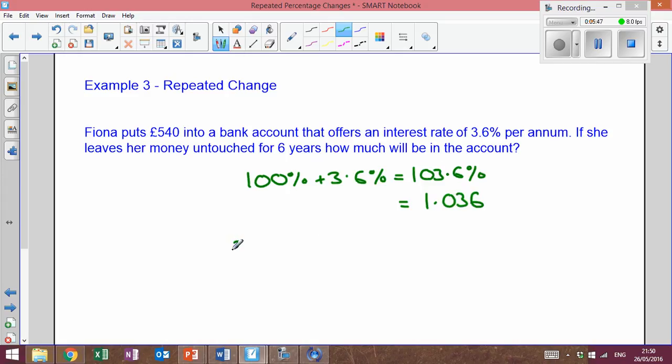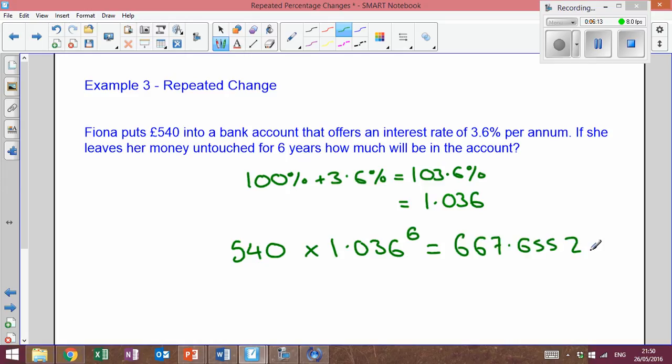Okay, now what we're starting with is £540. We need to multiply it by our decimal, and then we're doing that for 6 years. So rather than having 6 different calculations to make, we can just do to the power 6. Type it in your calculator. Okay, you get the answer 667.6552 and so on, which we want, not specified, so it's 2 decimal places because of money: 667.66, and that's your answer.